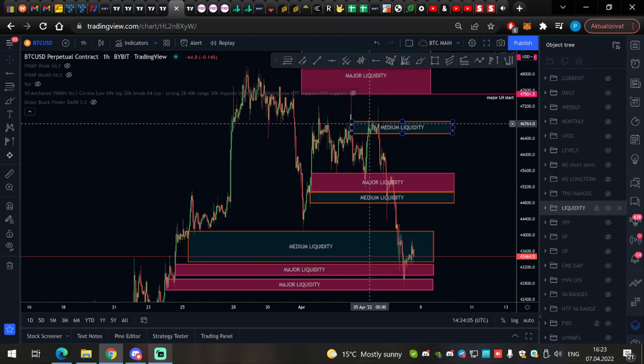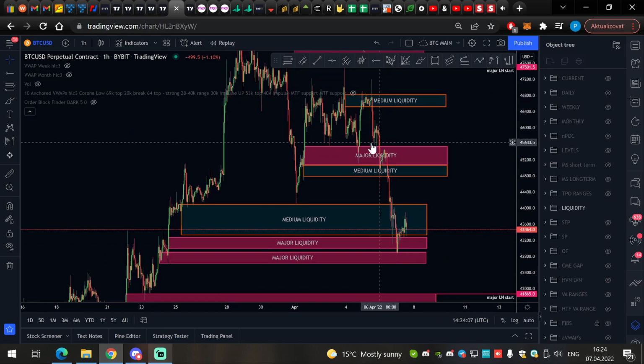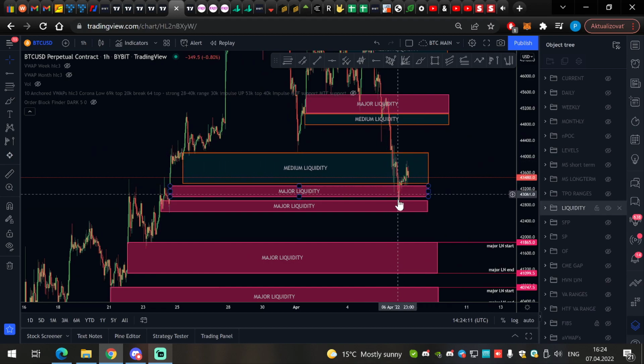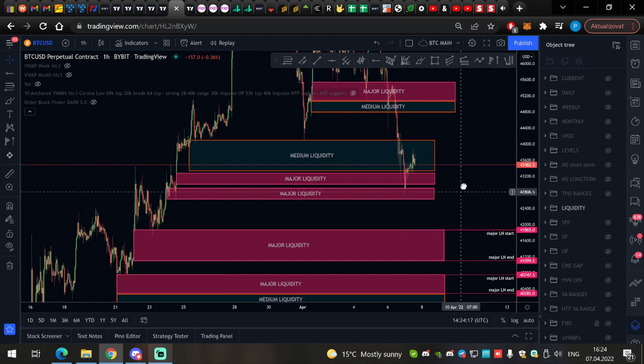We can see with this move here, we took liquidity and we continue down. We had good liquidity here, all of this grabbed, and now we actually went for another big region, and most of it was grabbed as well. If you grab full liquidity nodes, there are high chances you will bounce.